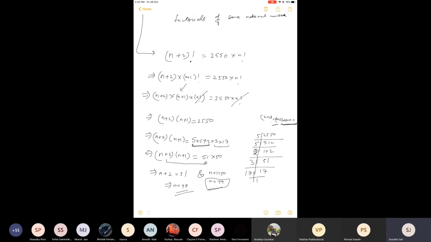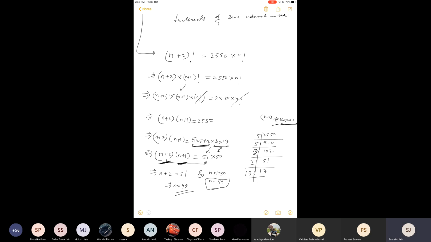So what I actually did, I saw that on the LHS we have two brackets in which we have numbers which are basically two consecutive numbers. Why? Because the numbers are n plus 1 and n plus 2, so they are obviously consecutive. Similarly, I factorized 2550. I did the prime factorization and combined terms so that I can get two consecutive natural numbers. So on the left hand side we have two natural numbers, and on the right hand side also we have two natural numbers. So here we can do the comparison.